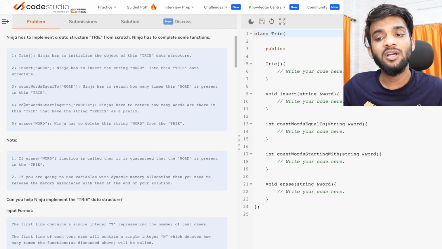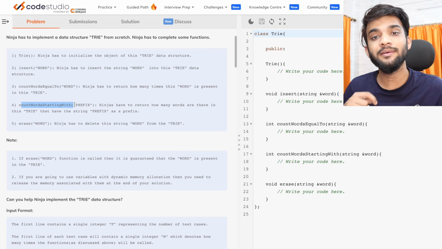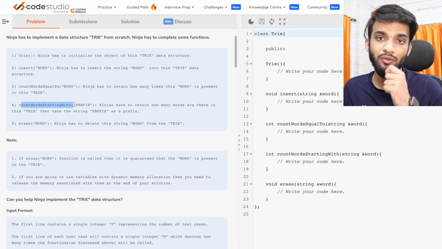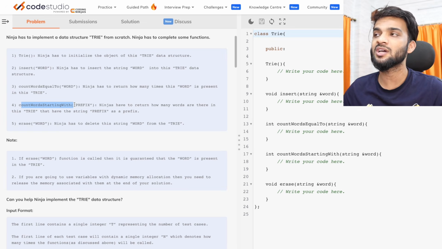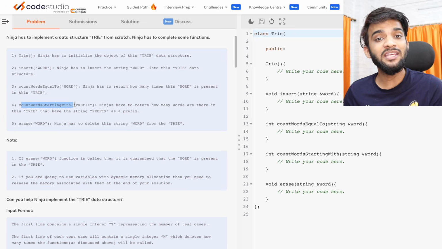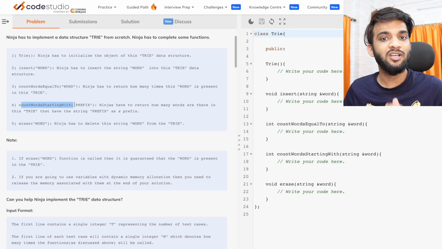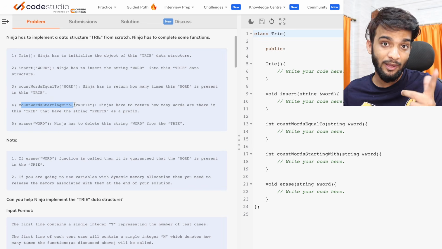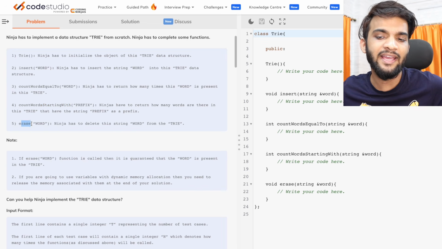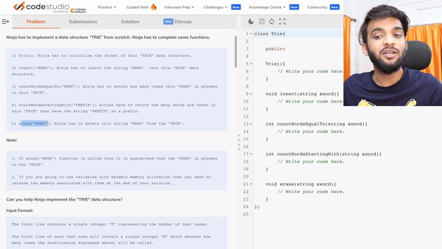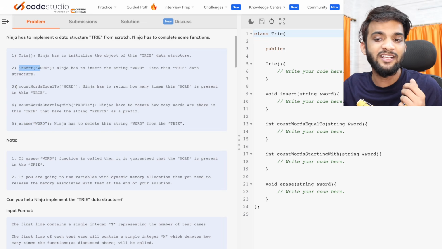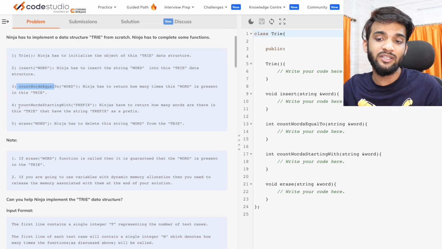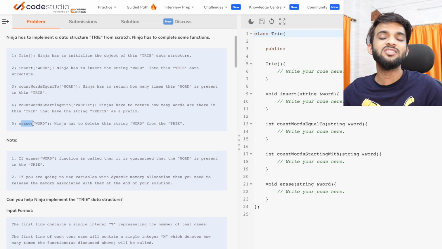Now coming to count words starting with prefix. In the previous question you said if there exists someone who is starting with the same prefix. This time around you have to tell how many start with the same prefix. And there's one more change, where they say you have to erase the given word. So there are 4 functionalities that you have to implement: one is insert, the next is count words equal to, the next is count words starting with, and the next is erase.